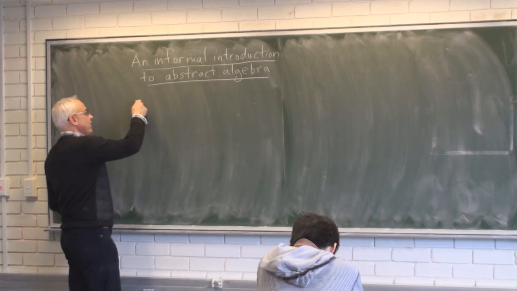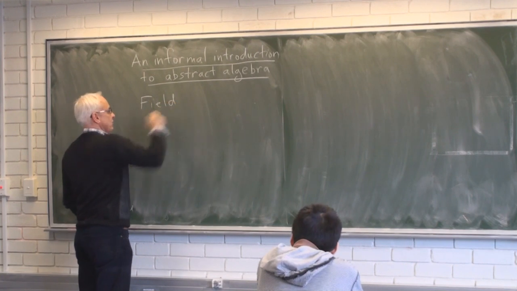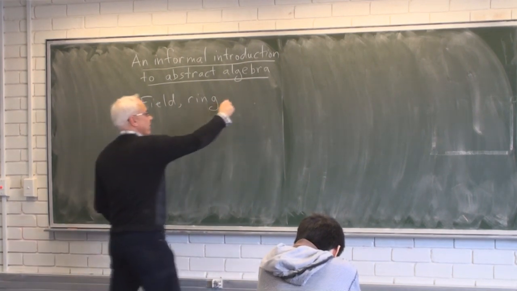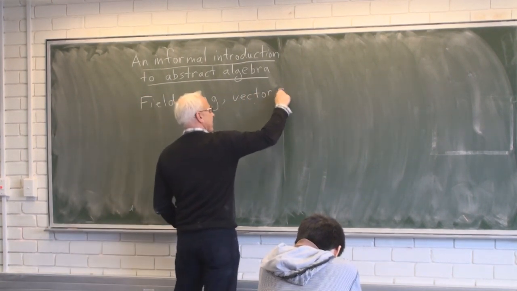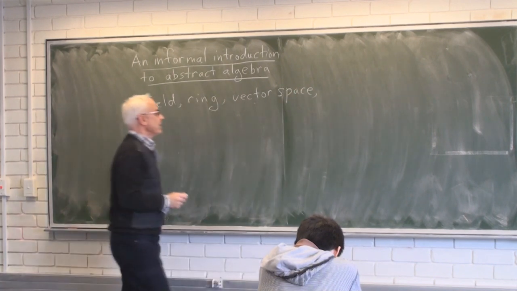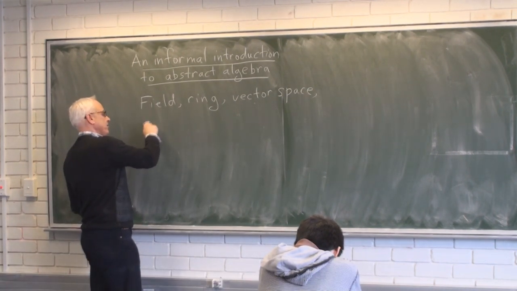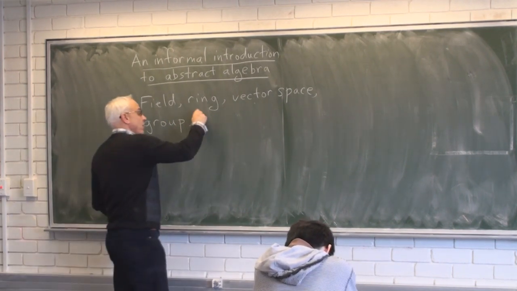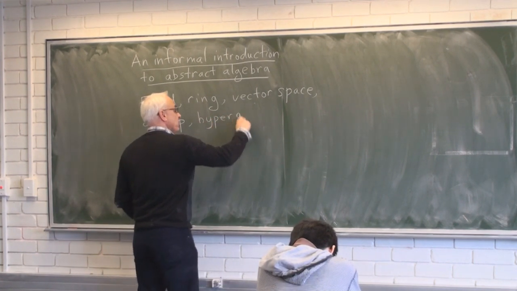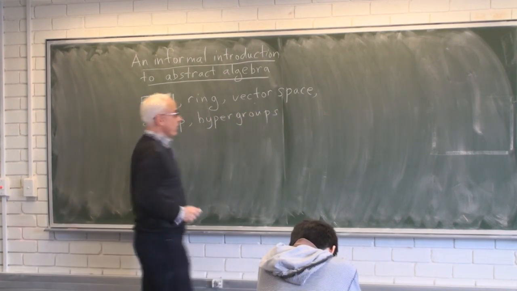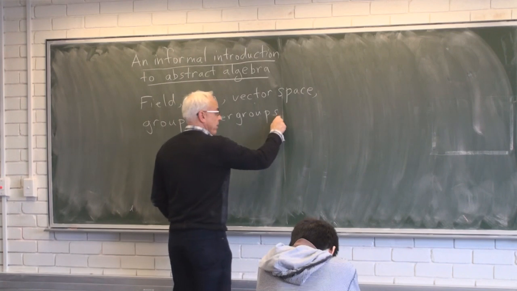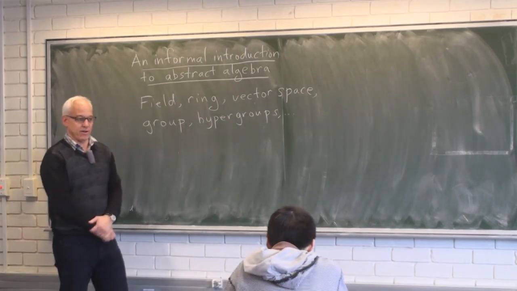Some prominent abstract objects are the notion of a field, the notion of a ring, the notion of a vector space, a group, and there are also these things called hypergroups, which maybe we'll mention, which are not usually so well studied. Field, ring, vector space, group, hypergroups, and there are more, but this is probably a pretty good starting list.